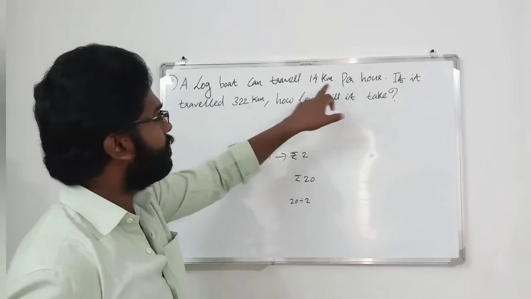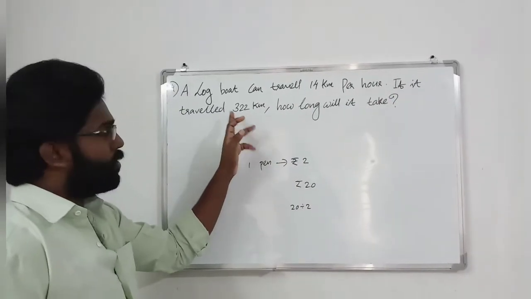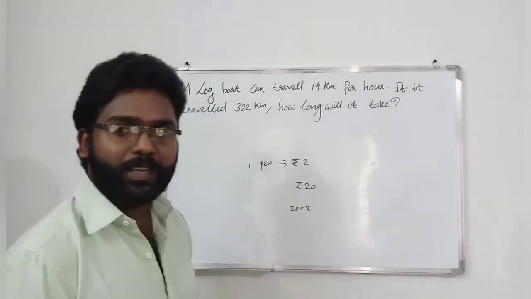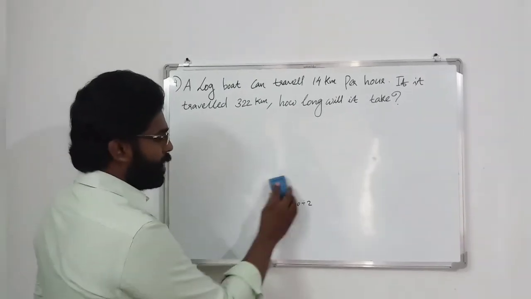In 1 hour 14 km. If it travels 322 km, then how long will it take means we want to find the time. How long? Same here.